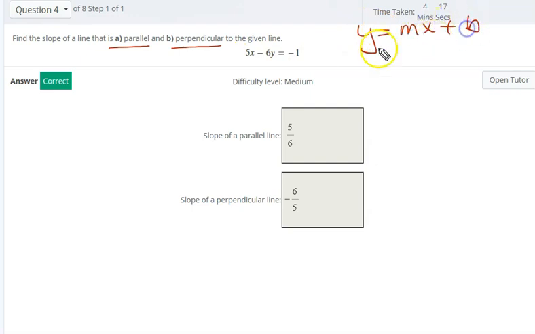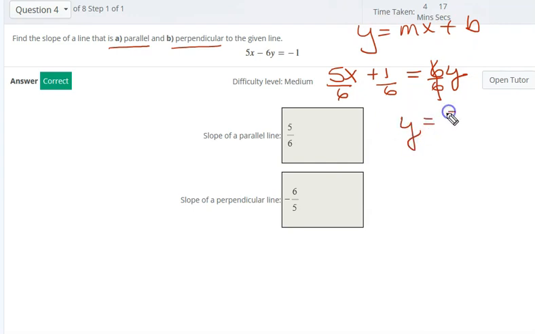mx plus b. Now, I always like to make my y positive right away. So I'm going to move my y to this side where it becomes a positive 6y. And we did one like this too recently. So we move the negative 1 to the other side where it becomes a positive 1. So we divide everything by 6. And then we can put it in the regular form here where the y is on the left. So this would be y equals 5/6 x plus 1/6.